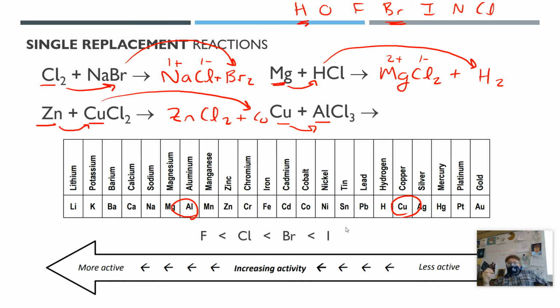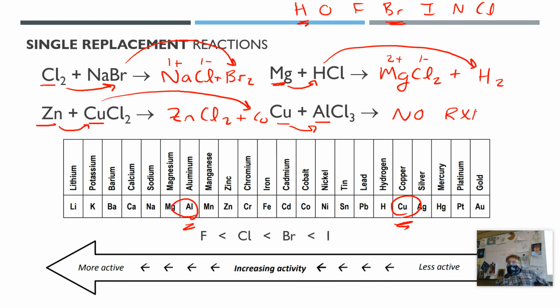It's going to be the exact same thing. There's no products. There's no reaction here. Why? Because copper is to the right of aluminum. It's weaker. This is a pecking order. Copper is weaker, so it's too weak to kick out aluminum, which is stronger. So this is going to be no reaction.